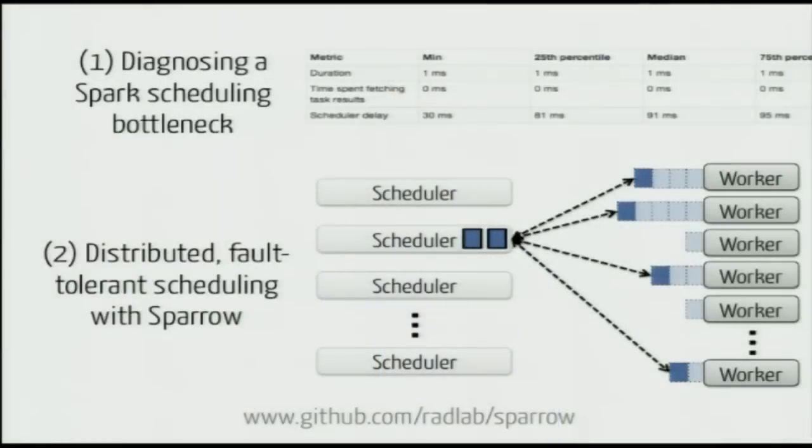Just to summarize, what I've talked about in this talk is the Spark scheduling bottleneck and how you can detect it using the Spark UI. Then I've presented the simple distributed technique that Sparrow uses to provide high throughput and fault-tolerant scheduling, and I've demonstrated that it actually works quite well, that even without global visibility, Sparrow can provide almost optimal performance. So with that, I'm happy to take any questions.